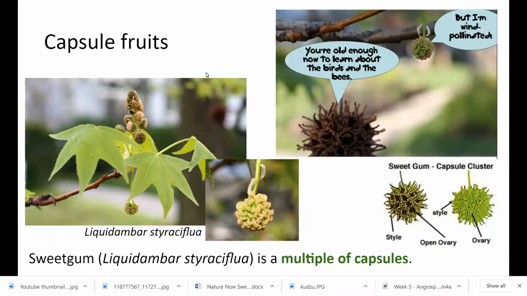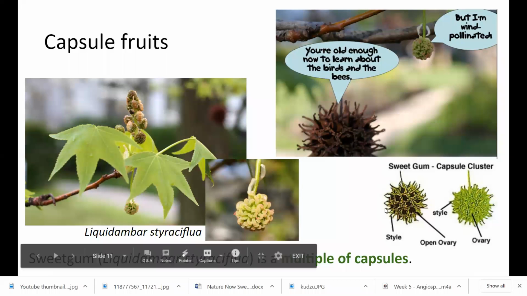Another example of a capsule fruit, in this case, this is a multiple of capsules, is sweet gum. So we talked about this in lab a little bit, but I really wanted you to see the development of the fruit through several photos. So we have our sweet gum, Liquidambar styraciflua here. This photo on the left shows the star-shaped leaves with the palmate venation. And these are the little stalks that have flowers, right? And so in a multiple, you have multiple flowers that aggregate together. So in this case, it's a multiple of capsules.